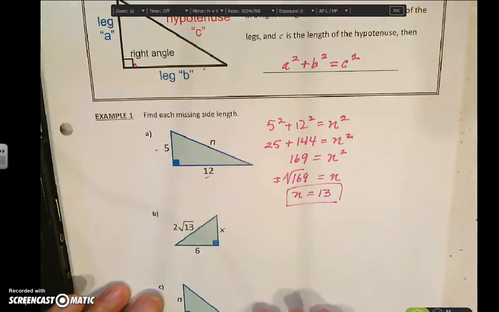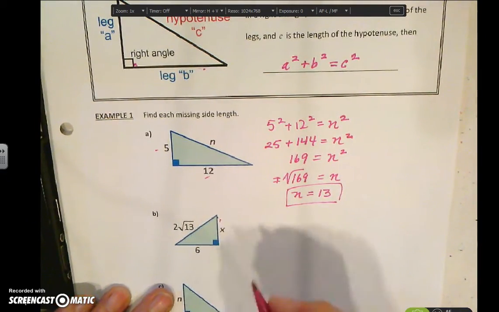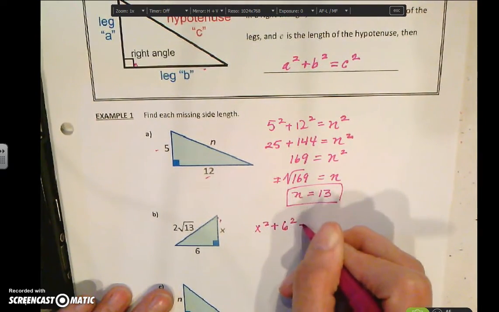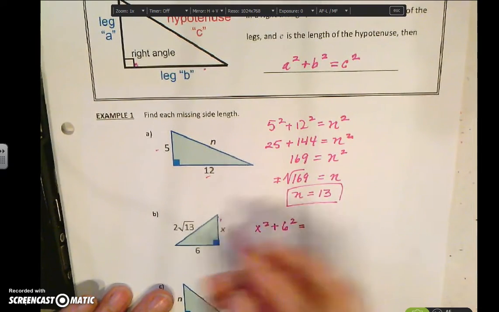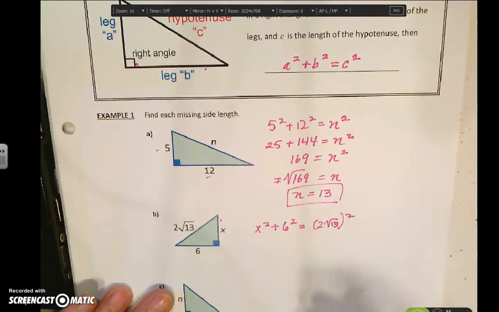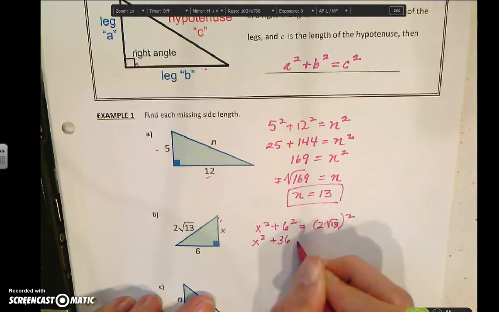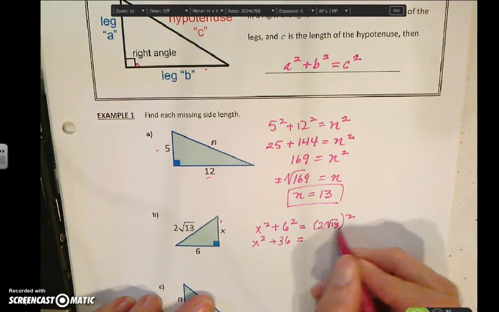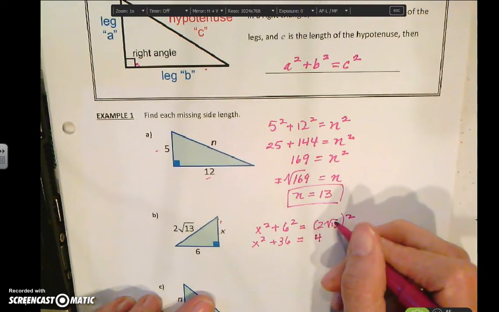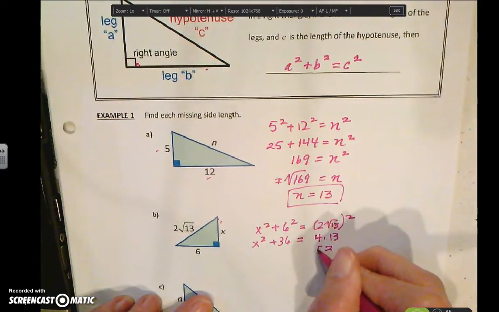Example B, we have, again, here's our right triangle. X is a leg and 6 is a leg. So we're going to say that x squared plus 6 squared is equal to the hypotenuse, which is going to be 2 square root of 13 squared. So that would be x squared plus 36 is equal to, then when we square this, we're going to have 2 times 2 is going to be 4. And the square root of 13 times the square root of 13 is 13. So that's going to be 52.